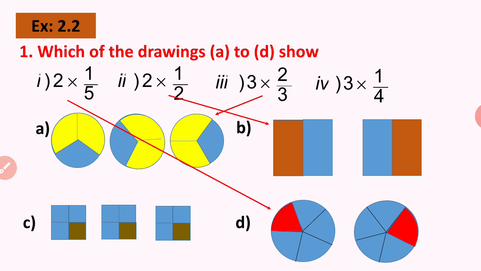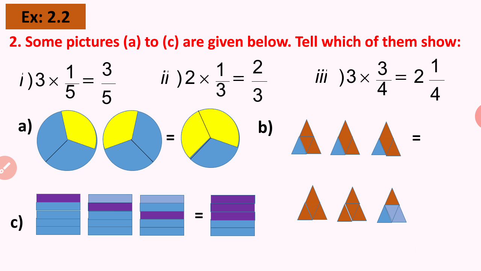The last one, that is 3 to be multiplied by 1 by 4. So we have to look out for 1 by 4, but it should be 3 times. So it matches with C. So the fourth sub question matches with C. Now let us try to find out the answers when we multiply these numbers. Here we are with more examples, but in this you have the solution also. We are again supposed to match them.